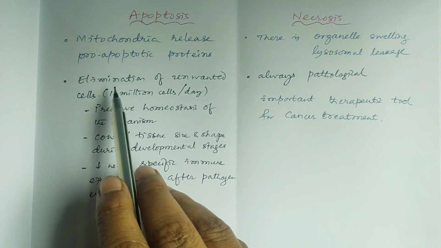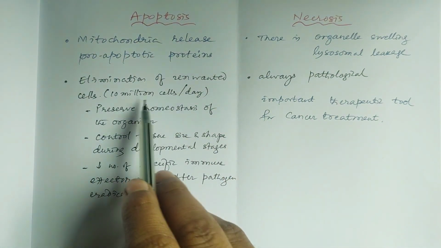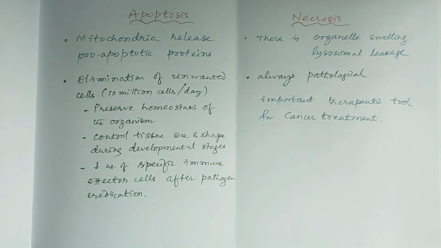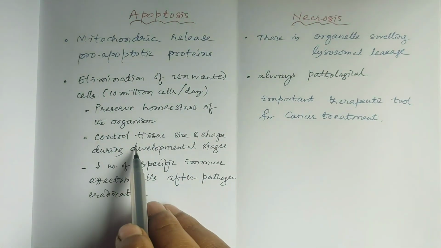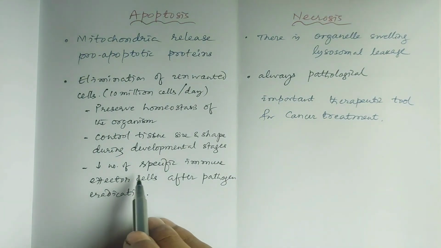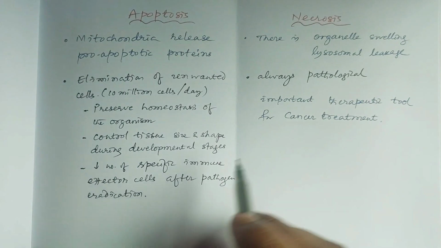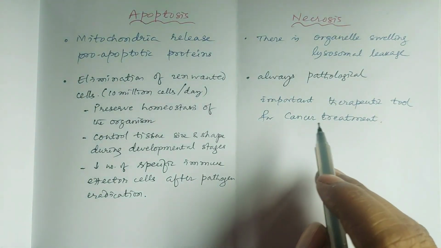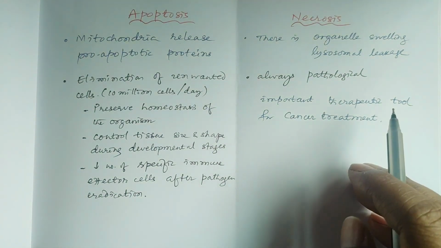In apoptosis, there is elimination of unwanted cells. Ten million cells per day are eliminated from our body by the process of apoptosis. So it preserves the homeostasis of the organism. It controls tissue size and shape during developmental stages. It decreases the number of specific immune effector cells after pathogen eradication. Whereas necrosis is always pathological, and an important therapeutic tool for cancer treatment.